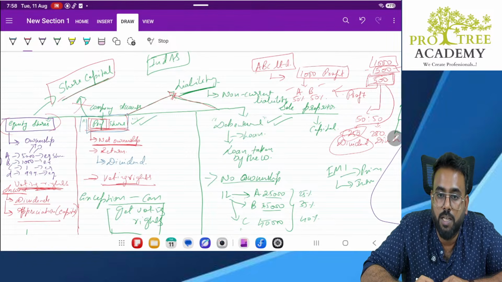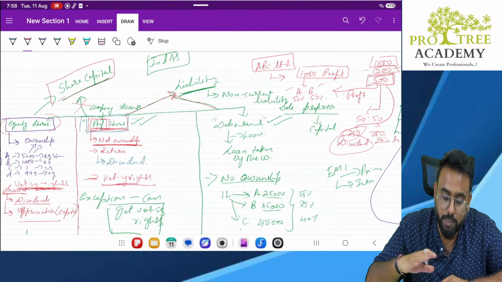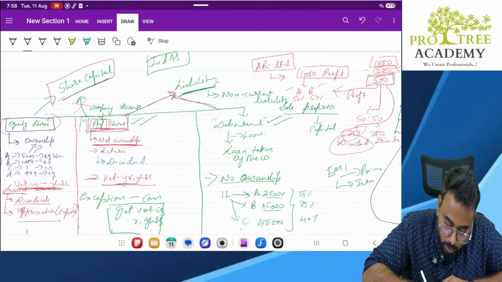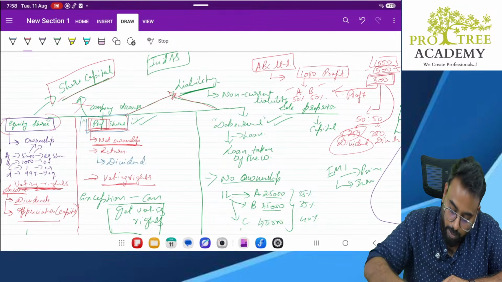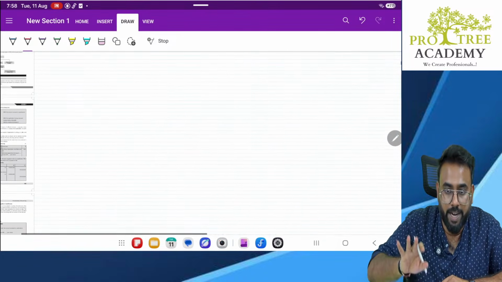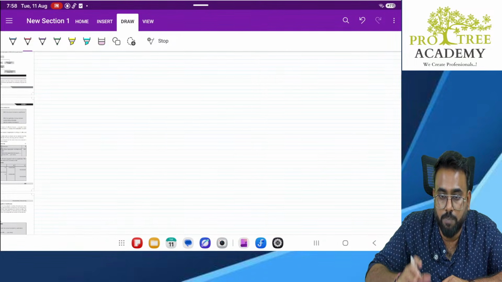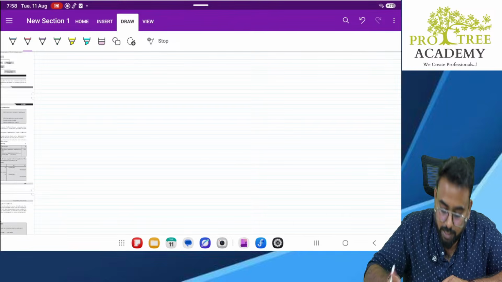This will be shown as share capital. Clear? Yes. I hope the concept is clear. You understood what is equity shares, what is preference shares, and what is debentures. Okay. Now, let's end the conversation here with respect to this chapter. We'll continue in the next class.